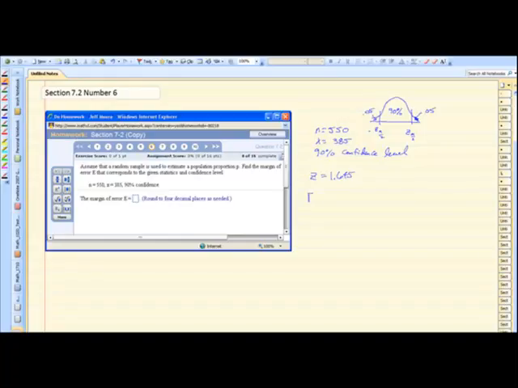Now, in order to calculate the maximum error of the estimate, or in other words, the margin of error E, we would use the formula z times the square root of PQ over N. Now, P is X over N. So that would be 385 over 550, which in this case will be 0.7. Q is 1 minus P, so 1 minus 0.7, which gives us 0.3.